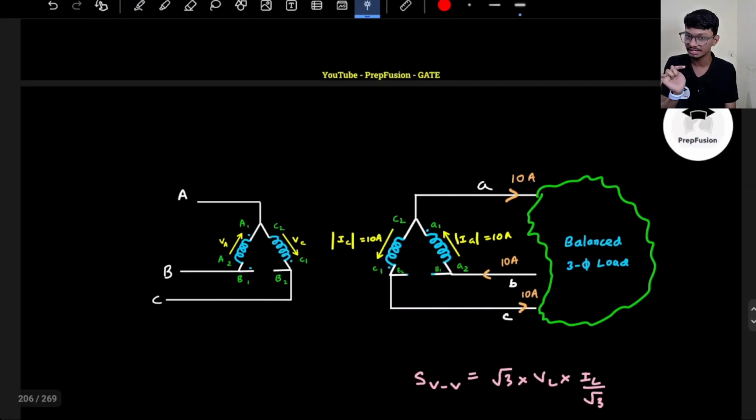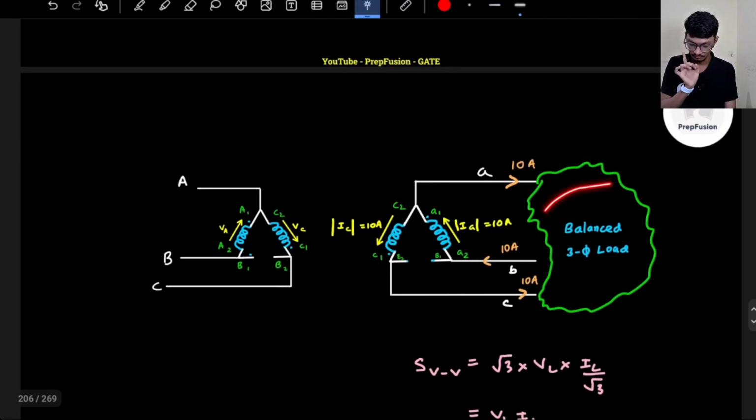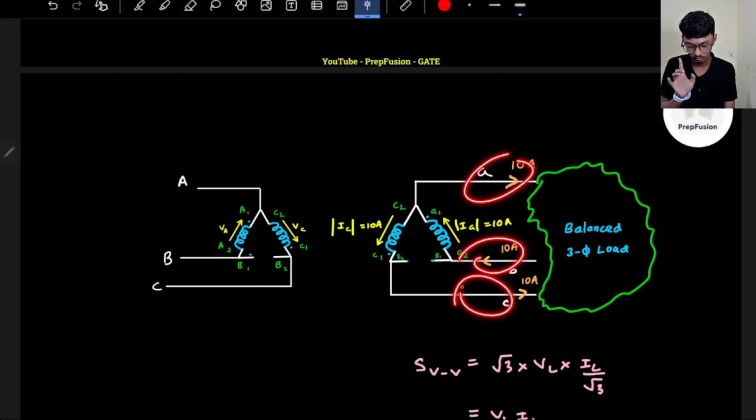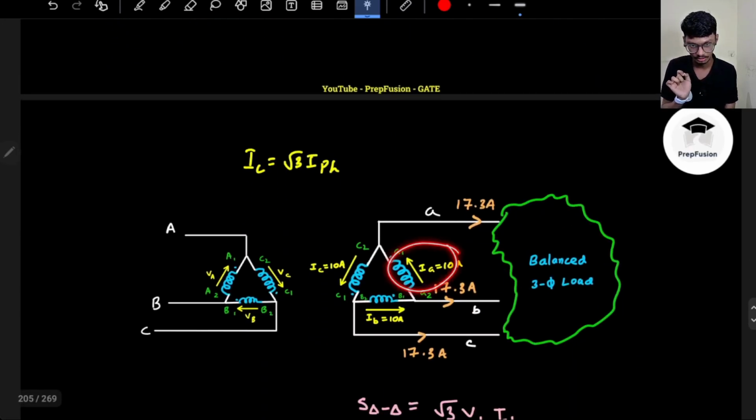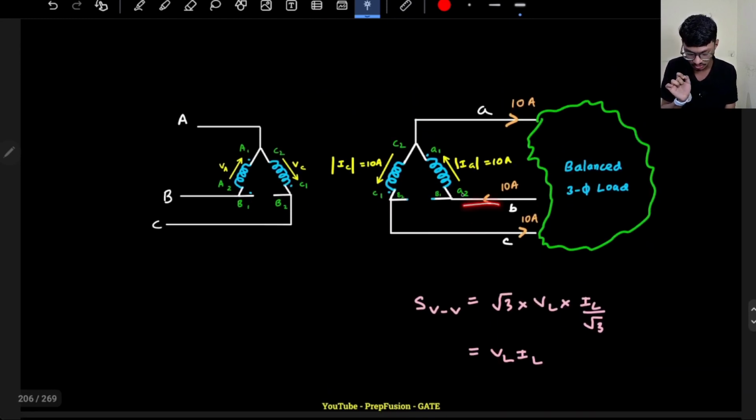If in an open delta connection, I'm telling you that the load is balanced and one of the phases is gone. If the load is balanced, whatever the current is here will be the same across all three phases, correct? So if this is gone bad, this is open circuited, no current is flowing through here. So what is the maximum current that this coil can take? 10 amperes as proven here, right? So this current has to be the same as this current because here the current is 0. So the line current also becomes 10 ampere now.